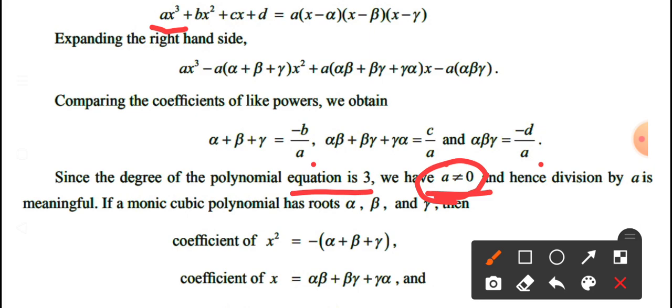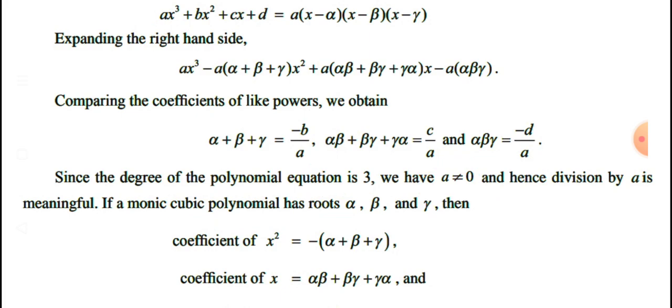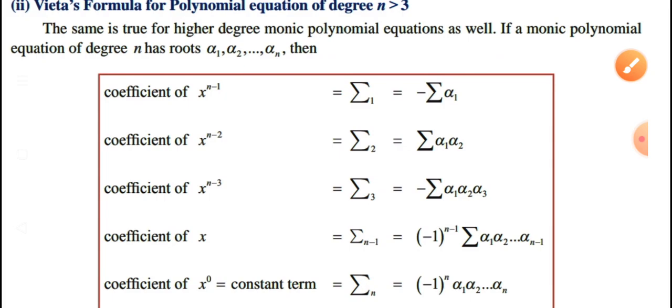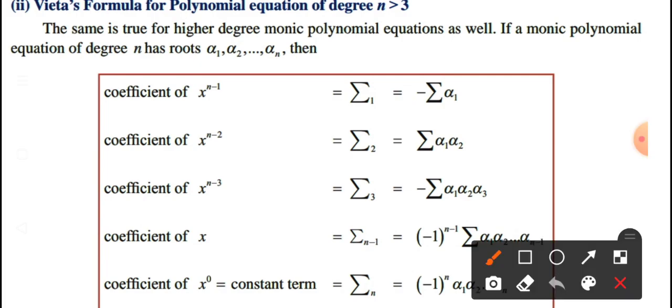If a monic cubic polynomial has roots alpha, beta, gamma, then the coefficient of x square is minus alpha plus beta plus gamma. Coefficient of x is alpha beta plus beta gamma plus gamma alpha. And okay, Vieta's formula for polynomial equation of degree n greater than 3. The same is true for higher degree monic polynomial equations as well.